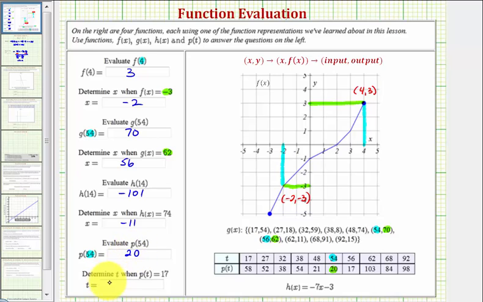And then finally, we want to determine t, the input, when p of t, the output, equals 17. So now we're looking for an output, or function value, of 17, which notice occurs here. When the function value, or p of t, equals 17, notice how the input, or t, equals 56. And therefore, when p of t equals 17, t equals 56.